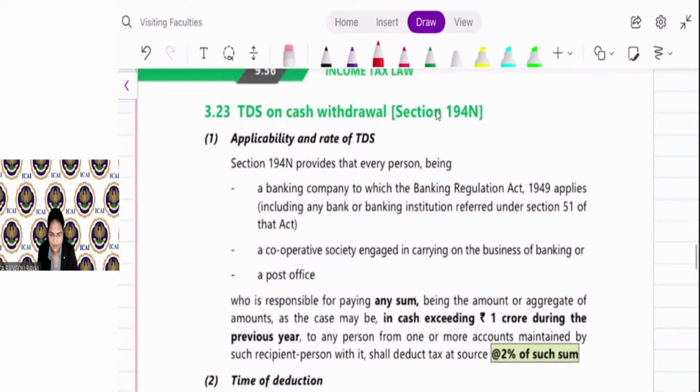Chalo, next section, that is TDS on cash withdrawal, section 194N. If you are withdrawing any cash from your bank account, and if the withdrawal during the financial year, that is during the previous year, is more than 1 crore, then the bank is required to deduct tax on such withdrawal at the rate of 2%.